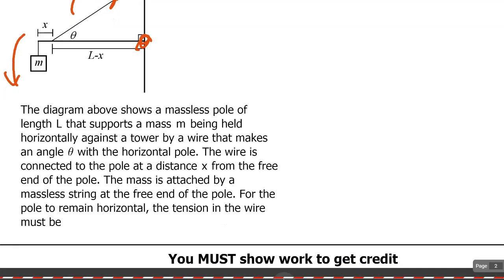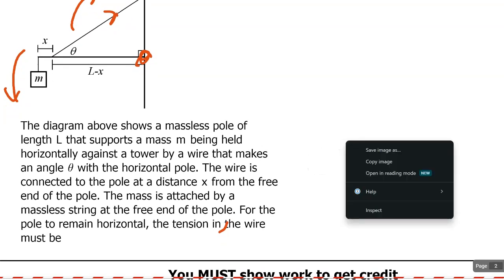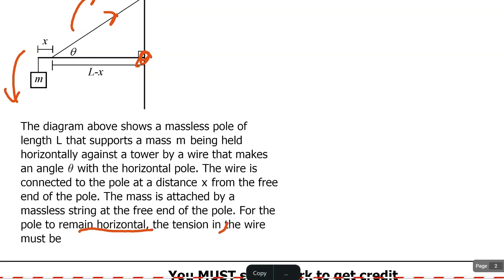Oh, the mass attached, for the pole to remain horizontal, the tension of the wire must be, yeah, it's just the sum of the torques equals 0, for the rod to remain horizontal. That's all I got for you.